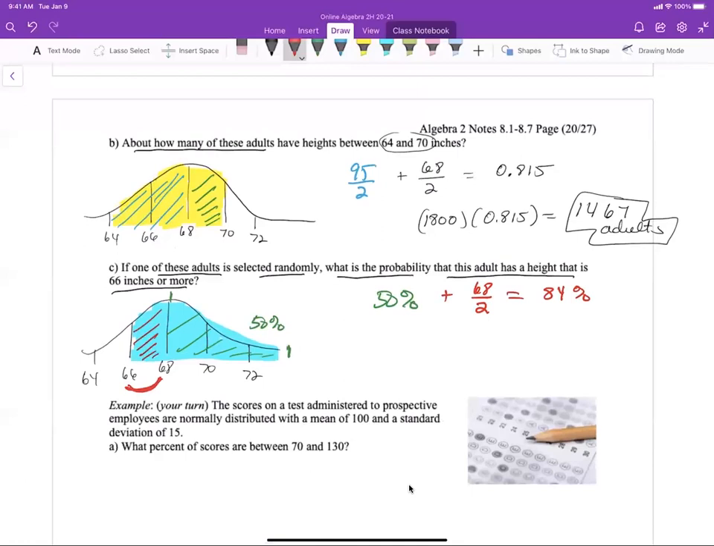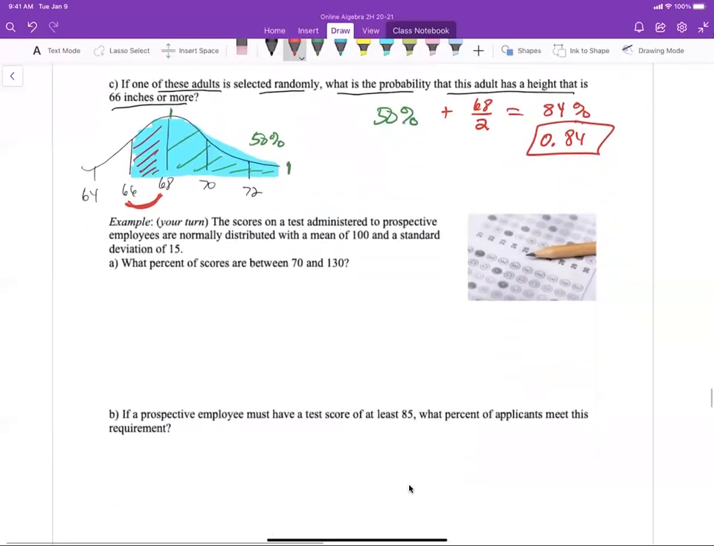84%, yes. Okay, typically probabilities are given in fractions. So 0.84 would be, let's say, a more appropriate response, but a percentage is okay. And so 0.84, or you could have said 84% if they're asking for the probability. All right, want to try one yourself?